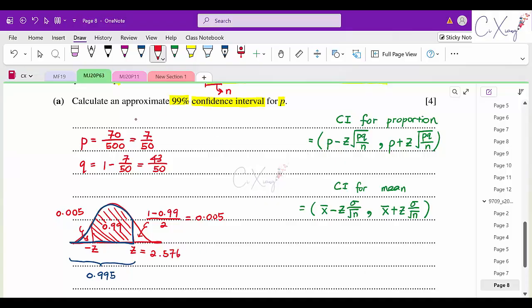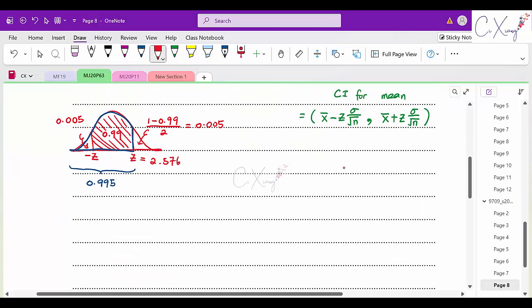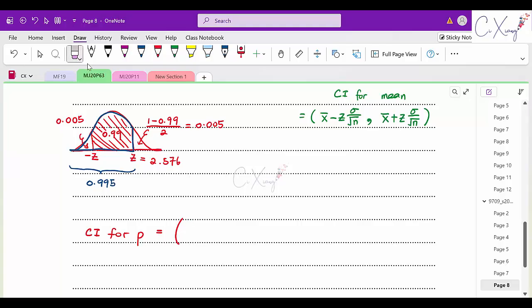Alright, you successfully get all the information that you need to put inside the formula, and let us calculate the confidence interval here. So what's the confidence interval for the P? According to the formula that we have, what should it be? It should be P. P is 7 over 50, minus the Z, 2.576, then multiply with the square root of PQ over N. So again, P is 7 over 50, Q is 43 over 50, then divided by 500 here.